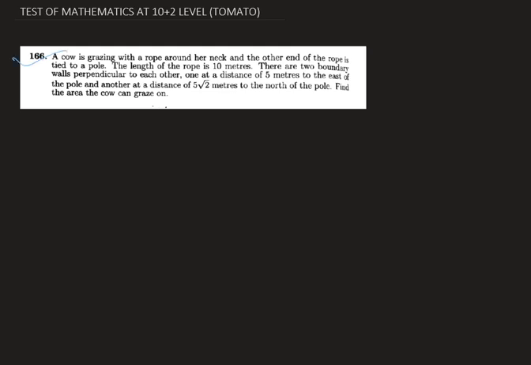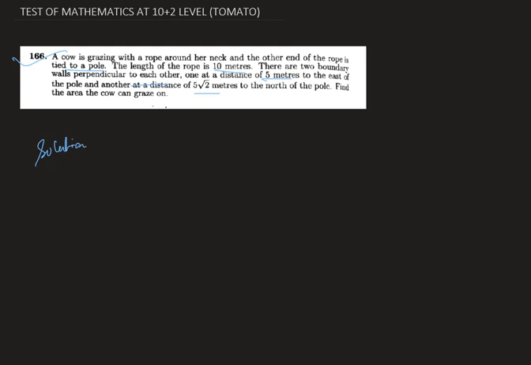A cow is grazing with a rope around her neck and the other end of the rope is tied to a pole. The length of the rope is 10 meters. There are two boundary walls perpendicular to each other, one at a distance of 5 meters to the east of the pole and another at a distance of 5 root 2 meters to the north of the pole. We need to find the area the cow can graze on.